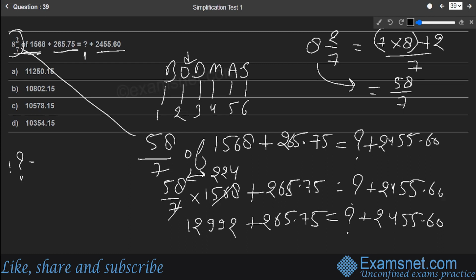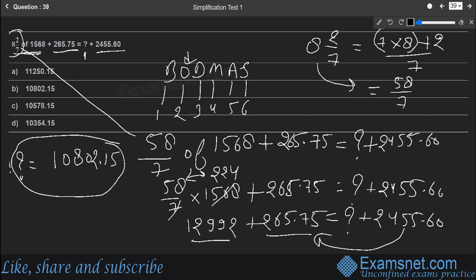We can ultimately change the sides and then find out the question mark. So the question mark can be calculated by 12992 plus 265.75 minus 2455.60, because this will go to that side. If we solve this all together, the ultimate value of the question mark comes out to be 10,802.15. That is the final value after doing the algebraic sum. Let's see where it matches. It matches with option number B, so it becomes the right answer.